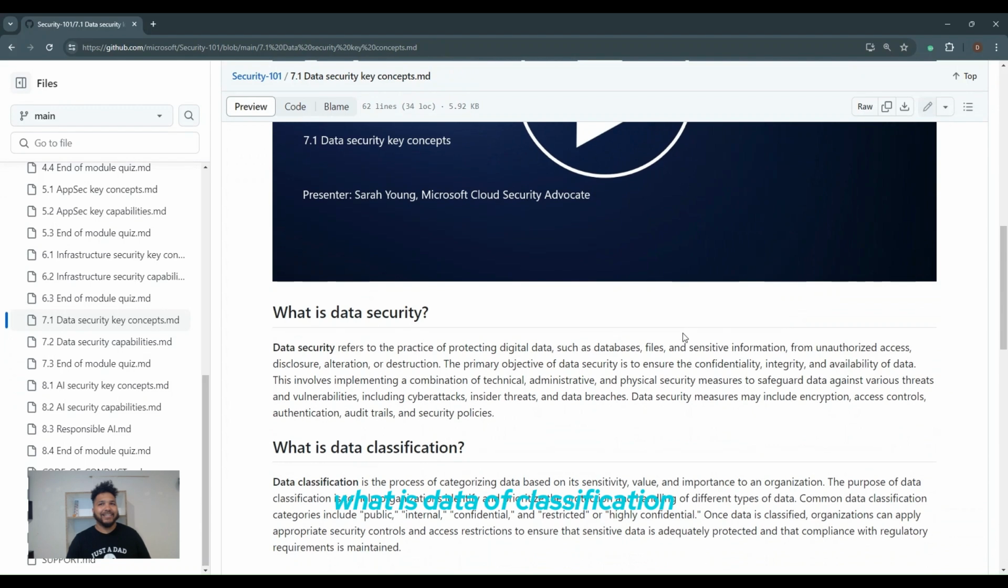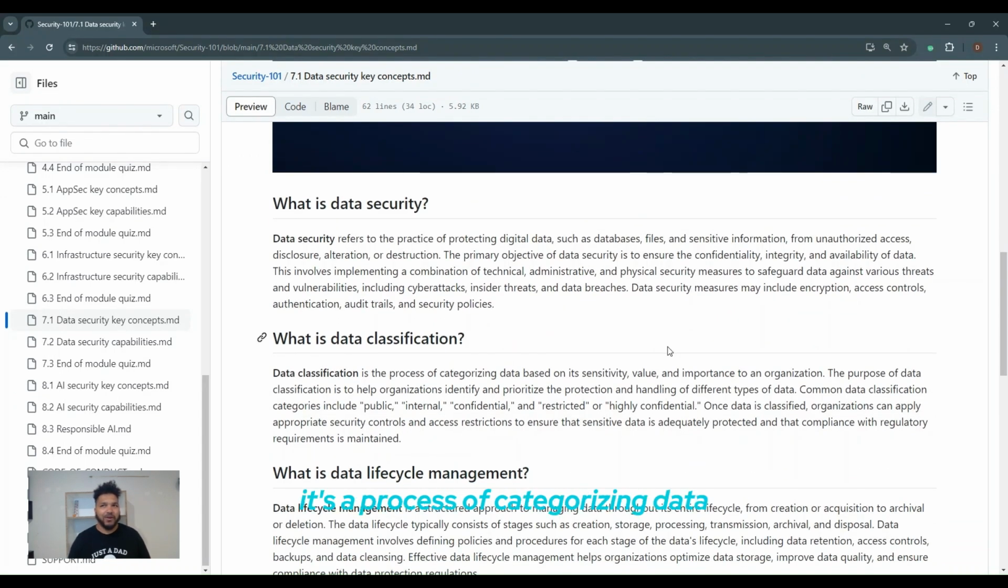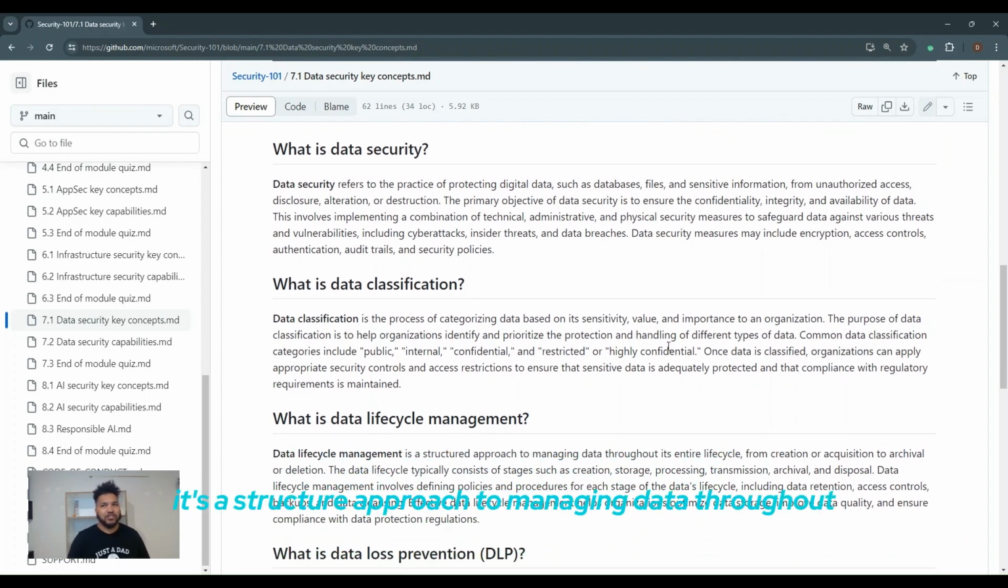Simple. What is data classification? It's a process of categorizing data based on sensitivity, value, and importance to an organization. What is data lifecycle management? It's a structured approach to managing data throughout its entire lifecycle, from creation or acquisition to archival or deletion. It consists of stages such as creation, storage, processing, transmission, archival, and disposal. It helps organizations optimize data storage, improve data quality, and ensure compliance with data protection regulations.